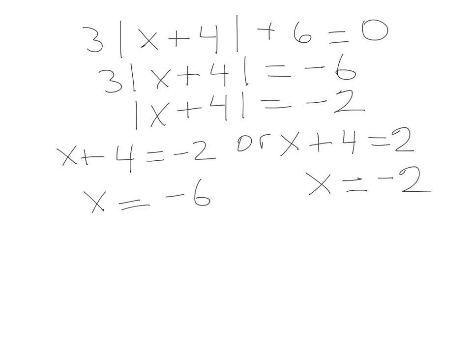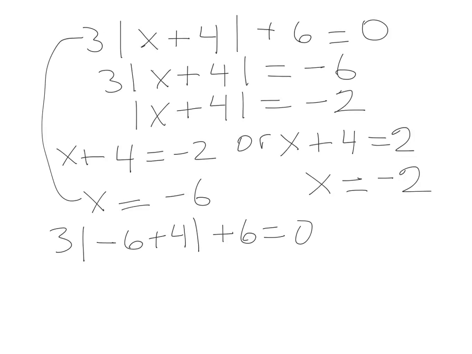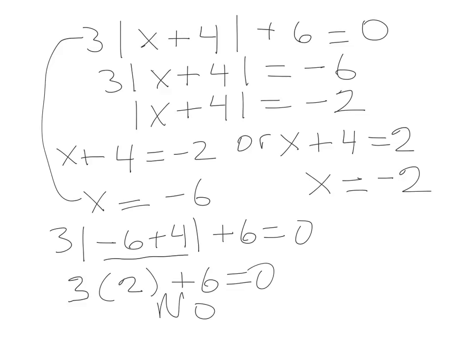When we check our answers, you get 3 absolute value of -6 plus 4 plus 6 should give us 0. I'm substituting it back into the original. So when I simplify this, -6 plus 4 is -2. The absolute value of -2 is 2, so I get 3 times 2 plus 6 equals 0. 6 plus 6 equals 0? No, that's false. So -6 is not an answer.